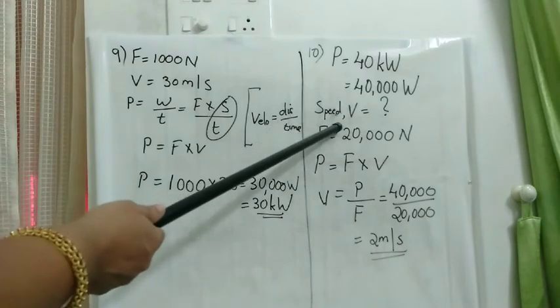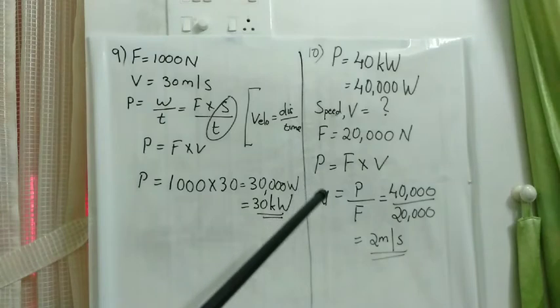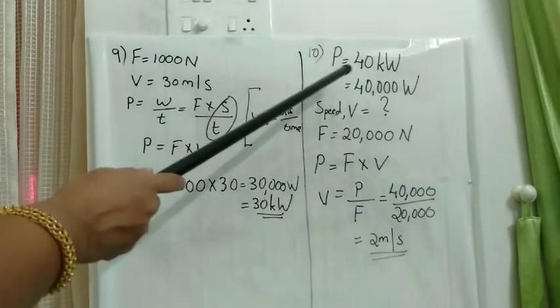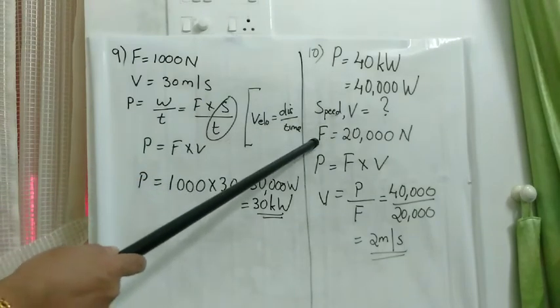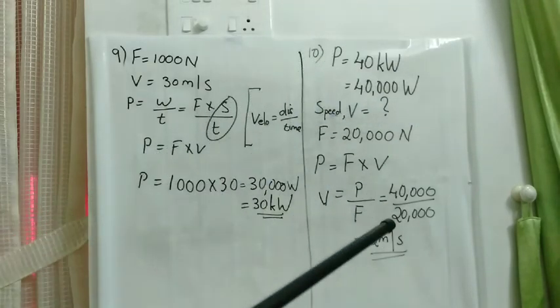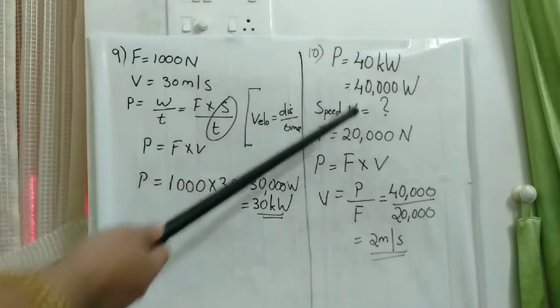At what speed? So you are asked to find the velocity. Every day we pump water to our tanks. So the power of that particular pump is this much, and that pump is lifting 20,000 Newton of water, that much water from the well. We are asked to find the speed at which it is lifting.